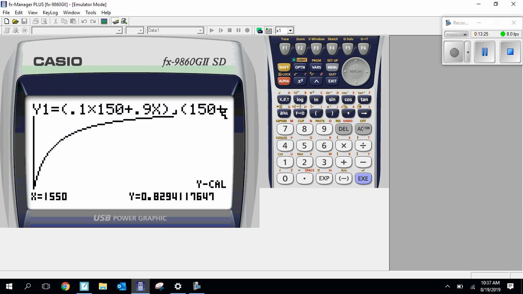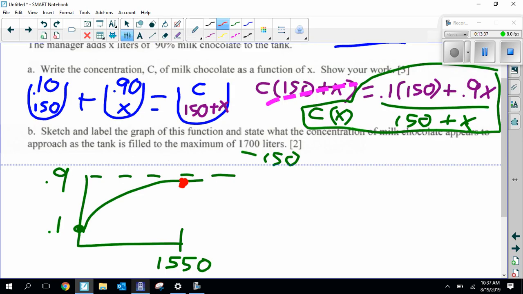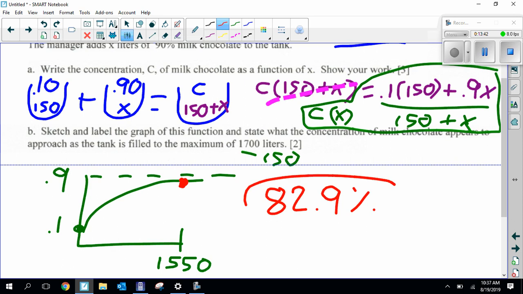So we get our final percent there, 82.9%. Keep a decimal, just so I know that you're precise with it. 82.9%. That's the highest percent that it reaches as you fill it up. When it's filled up, it's 82.9.